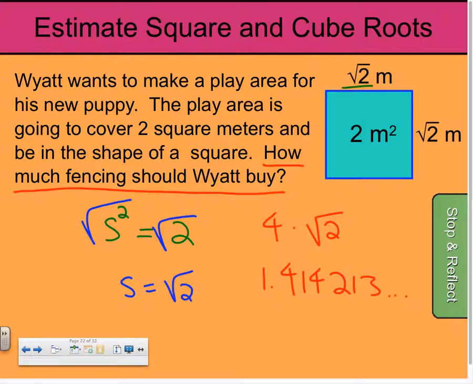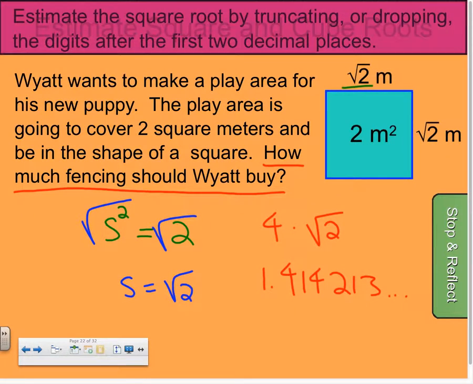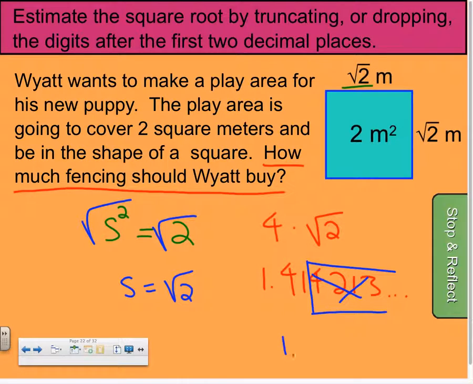And I really don't feel like using that long number every single time. So what am I going to do? Well, a good rule of thumb is to estimate the square root by truncating, or dropping, the digits after the first 2 decimal places. Okay, so if I take the digits after the first 2 decimal places and just eliminate them, I can use 1.41 as a good approximation of the square root of 2.